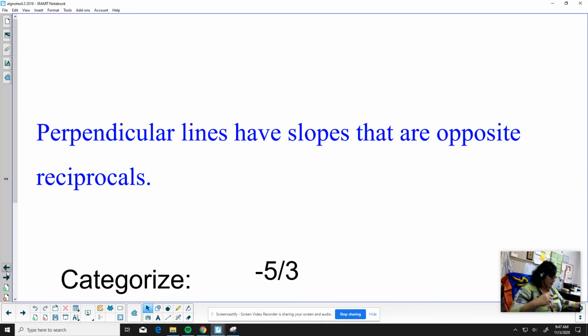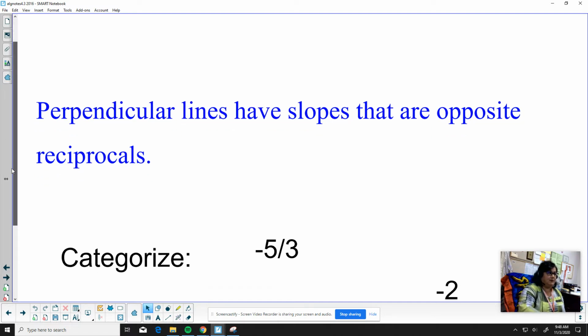All right, so last week we learned that parallel lines had the same slope. This week we're learning that perpendicular lines have slopes that are opposite reciprocals. So opposite sign is what that means. And remember that reciprocal means flip.